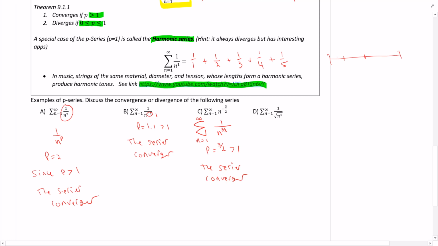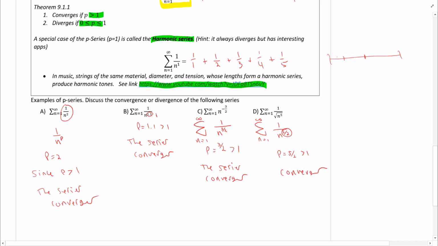And lastly, we have this here, which you would just need to rewrite again. Sometimes it's just rewriting a little bit. We're going to get 1 over n to the 5/2, right? The radical is a half. And again, this is greater than 1, right? P equals 5/2, which is greater than 1. So this also converges.